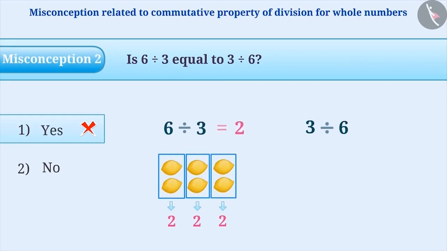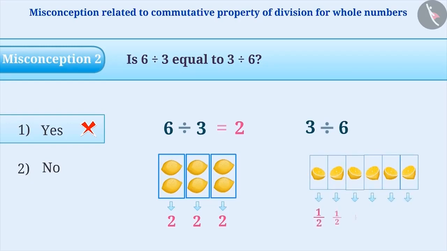Now let's find the result of 3 divided by 6. If you have 3 lemons and you wish to divide them into 6 equal parts, then how can you do this? Think for a while. You must cut each lemon in half to make 6 equal parts. Since each part has half a lemon, the result of 3 divided by 6 is half, that is 0.5.